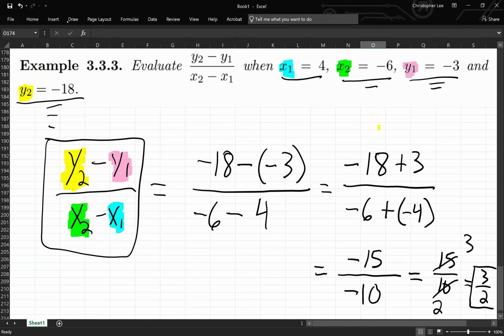Nah, because the top is negative and the bottom is negative. So a negative divided by a negative is a positive.